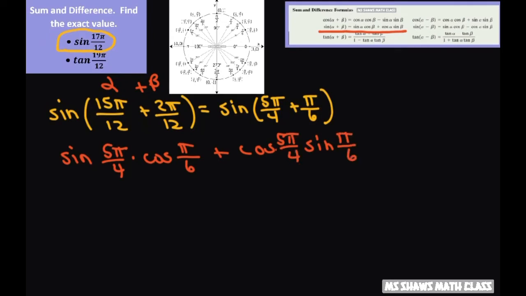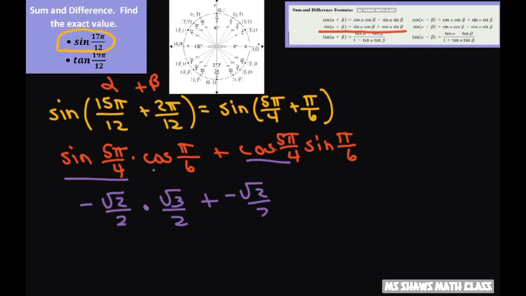And then just looking on your unit circle, if you already know the values, you can plug them in. Sine of 5 pi over 4 is negative square root of 2 divided by 2 times cosine of pi over 6 is square root of 3 divided by 2, plus cosine of 5 pi over 4 is negative square root of 2 divided by 2, and sine of pi over 6 is 1/2. So simplifying this, we get negative square root of 6 divided by 4 minus square root of 2 divided by 4.